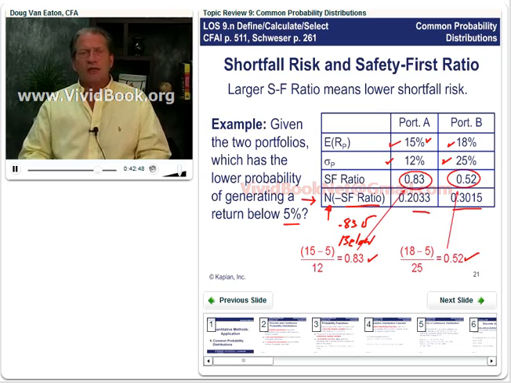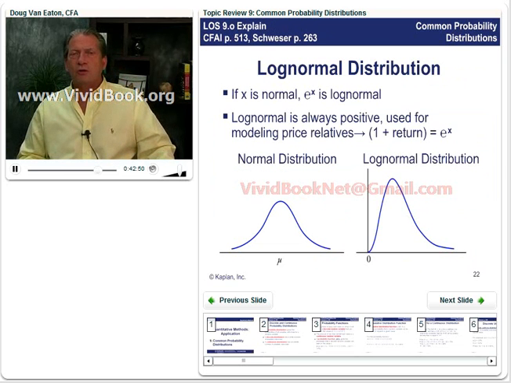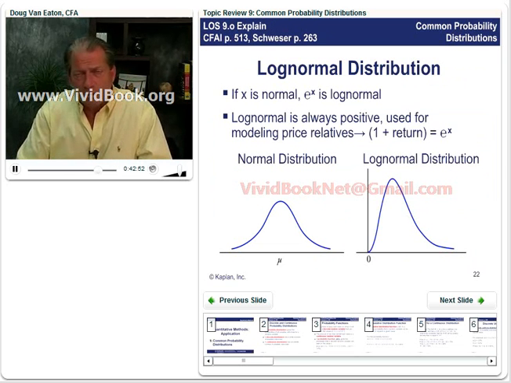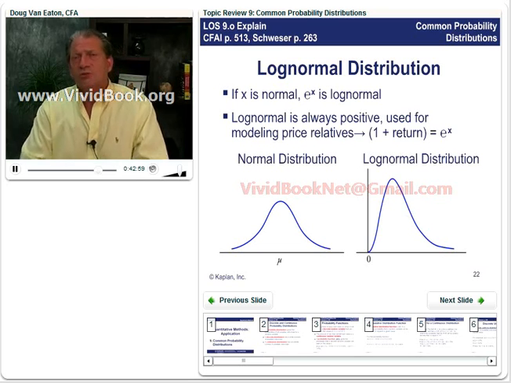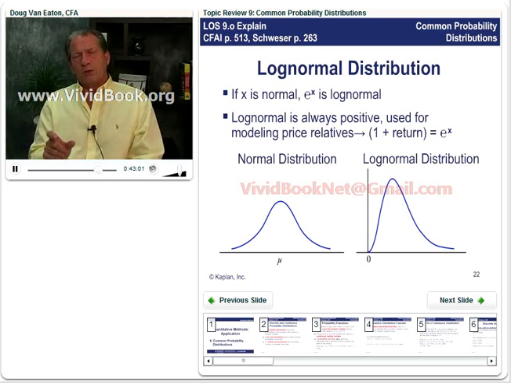Okay, next we want to take a look at a log normal distribution. This is fairly straightforward. There's only one reason you need to know it. We use it to model asset prices sometimes, or price relatives. Price relatives is what we multiply a price by.